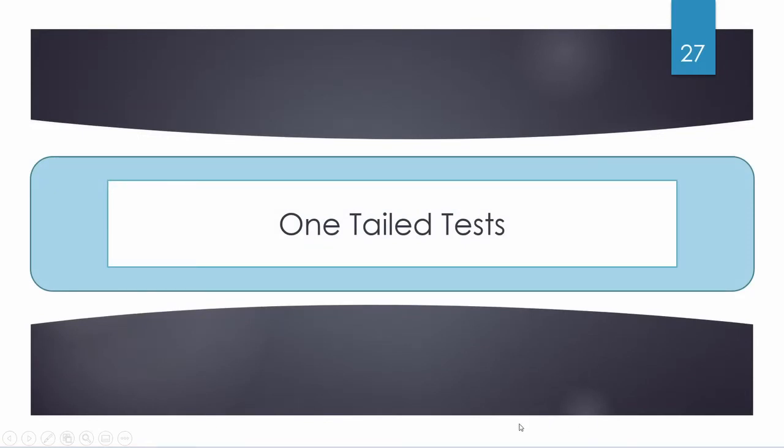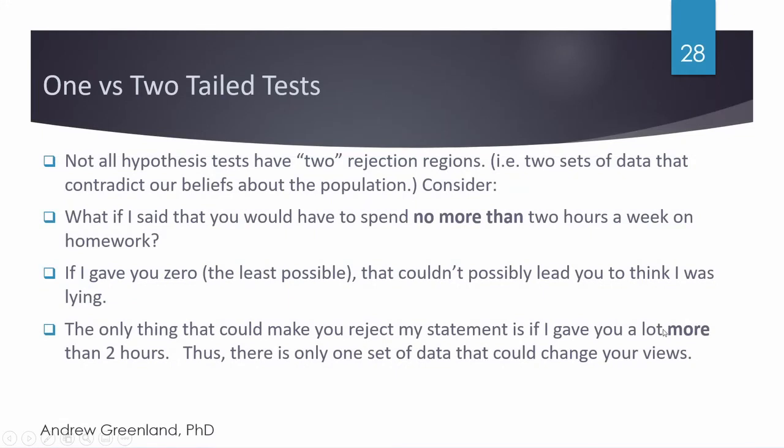Now we're going to move on to what are called one-tailed tests. A one-tailed test is a way of looking at hypotheses where we do not have two rejection regions. So consider an example. I tell you that you're going to spend no more than an average of 2 hours a week on homework. Well, I've made a claim that the amount of homework you're going to get is always going to be less than or equal to 2 hours, which means no matter how little homework I give you, I couldn't possibly give you so little homework that it would contradict what I'm claiming.